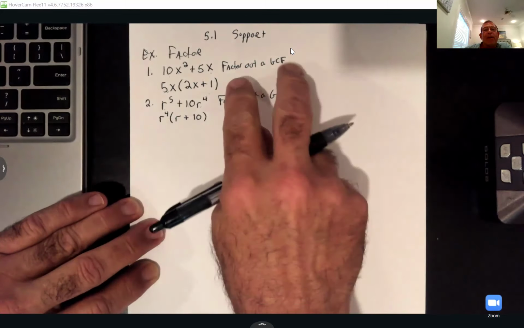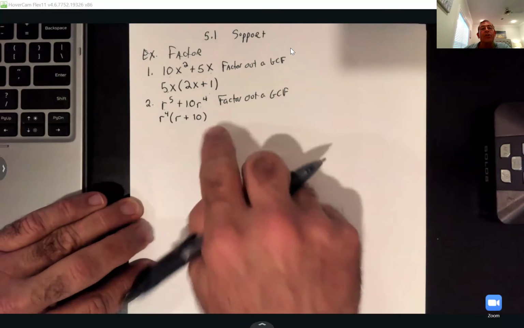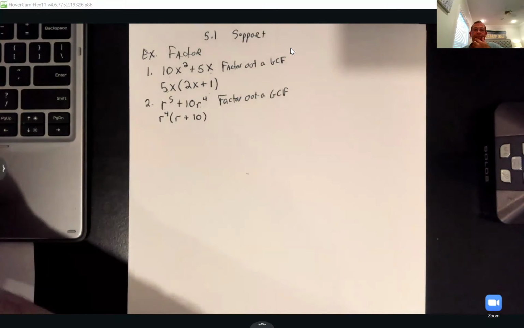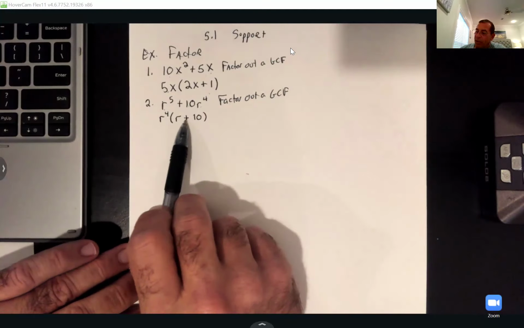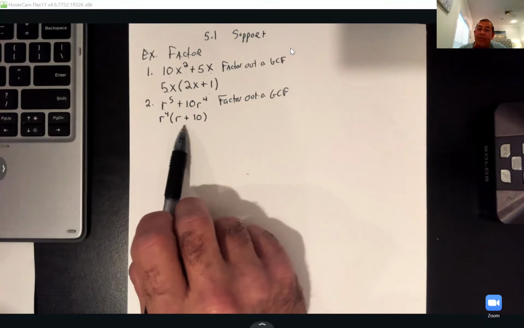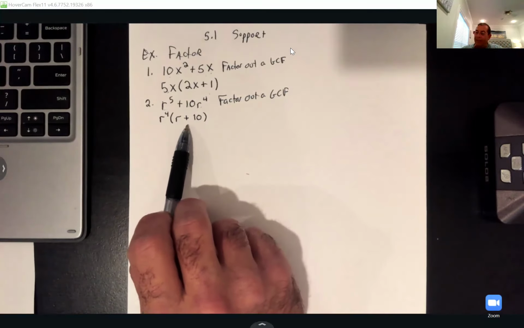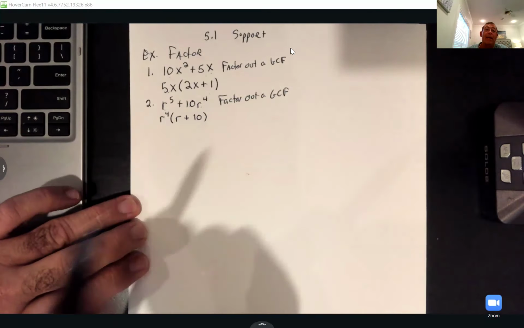So when you factor out a GCF, it's undoing your distributive property. And what's left in the parentheses can't have nothing else in common, other than a 1. So we're as far as we can go on that.